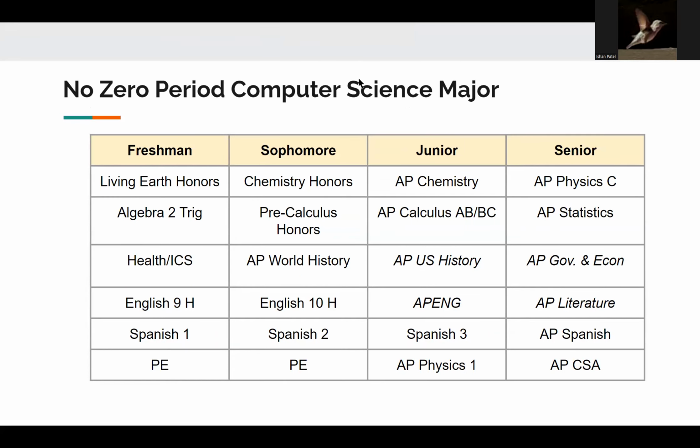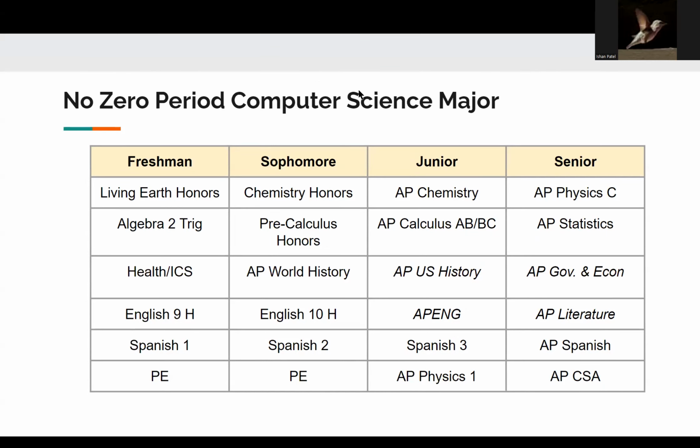In freshman year, if you are interested in a science major, they don't have the option for Living Earth honors. You can only take the normal Living Earth course as a freshman. All the other courses are pretty much consistent, considering you're taking Spanish 1. And ICS is Intro to Computer Science, which is important to keep in mind, as it is relevant to computer science.